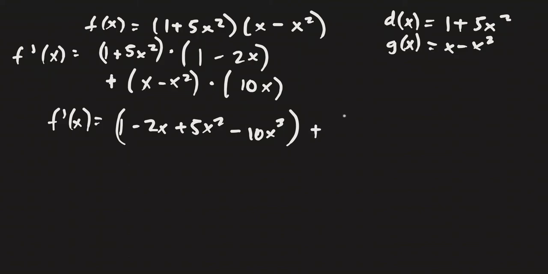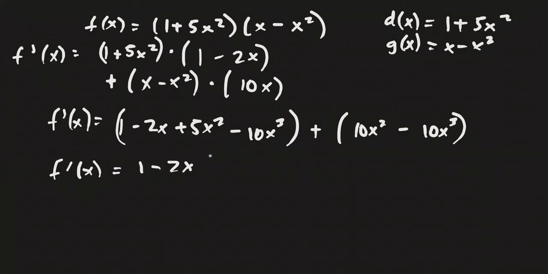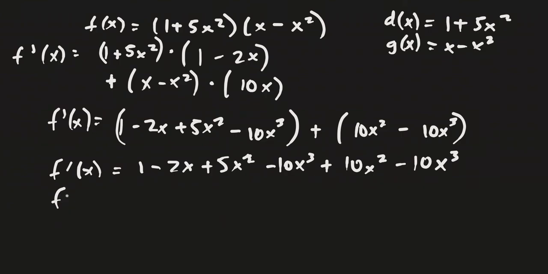And this would be plus, and then again, we could just distribute this. So this would be 10x squared minus 10x to the third power. And that's your answer. Well, I could still simplify this further, but this is essentially equivalent to the simplified form. So I'm just going to write this out without the parentheses, and then we'll simplify. So this is 1 minus 2x plus 5x squared minus 10x to the third power plus 10x squared minus 10x to the third power. So what would this equal?